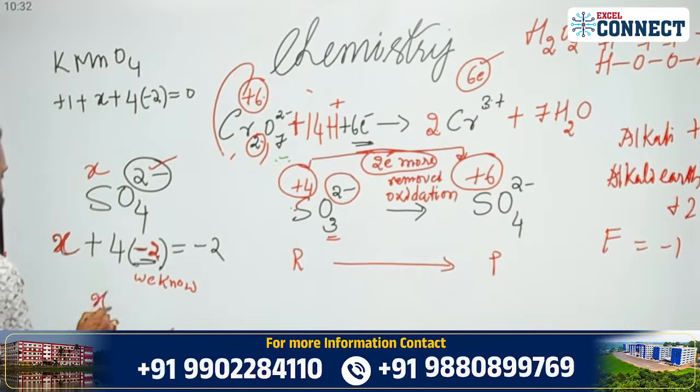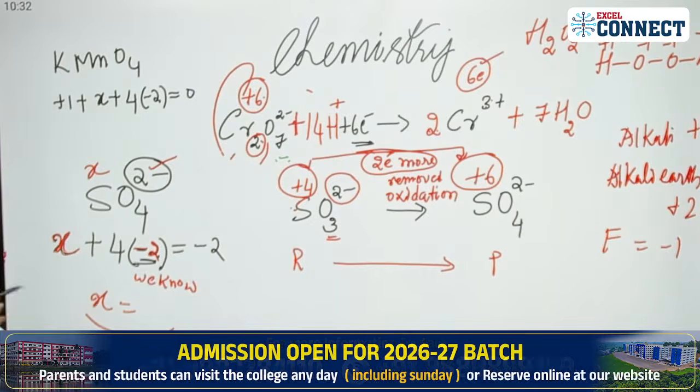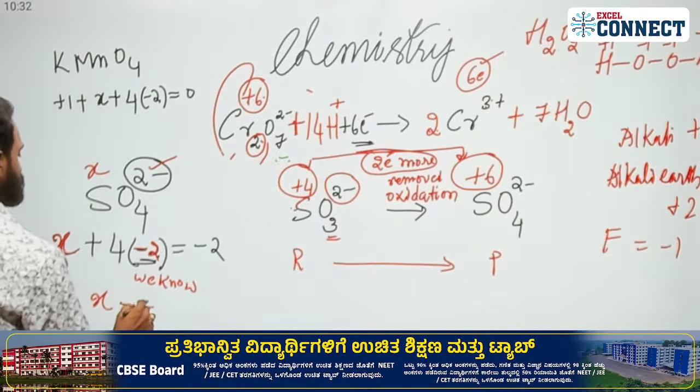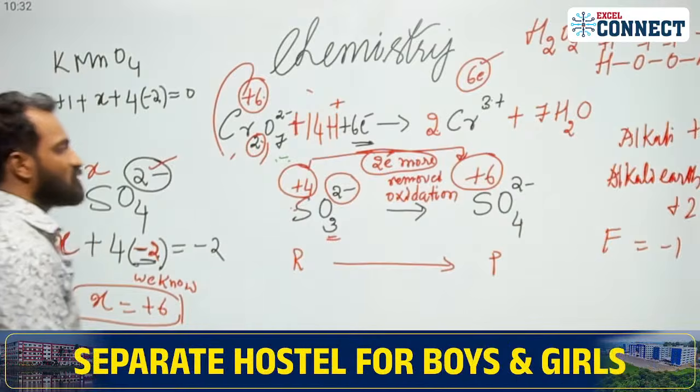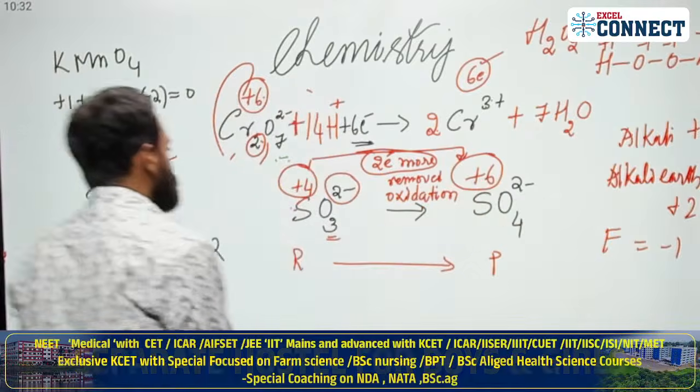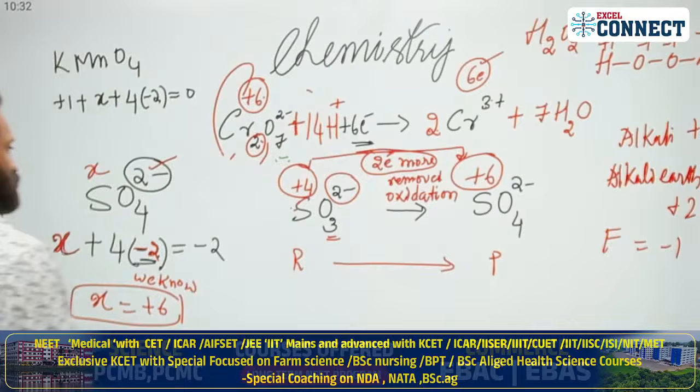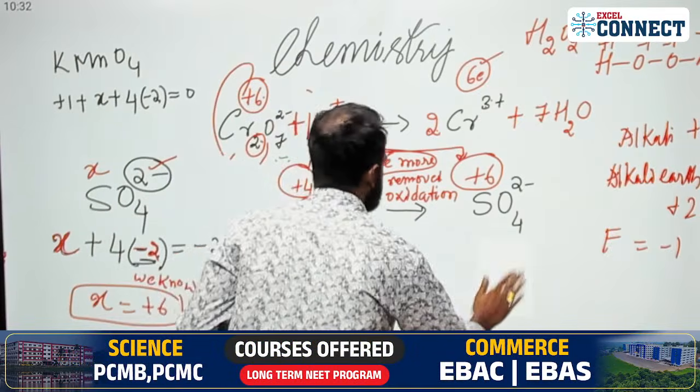So X is equal to 4 twos are 8, 8 minus 2, plus 6. So it is a +6 oxidation state. Now what is the oxidation state of sulfur in this case? +6. Now my dear students, we will balance this equation.